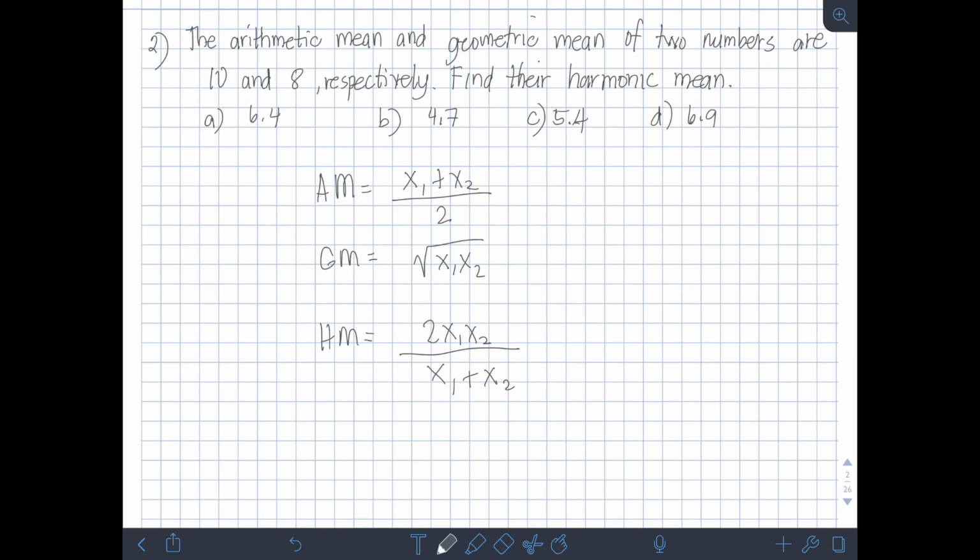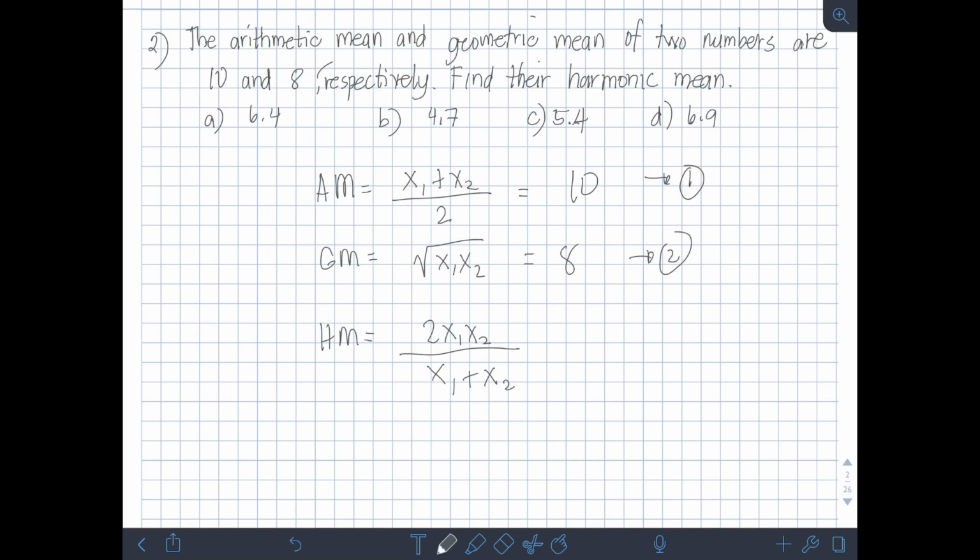Okay, so sabi dito sa first sentence, yung arithmetic mean tsaka geometric mean ay 10, 8 respectively. So equate natin to sa 10. Equation 1. Tapos, yung geometric mean naman, itong formula, equate natin sa value na given na 8. Equation 2. So, meron tayong 2 equations in 2 unknowns. Pwede nating masolve yung x1 tsaka x2.